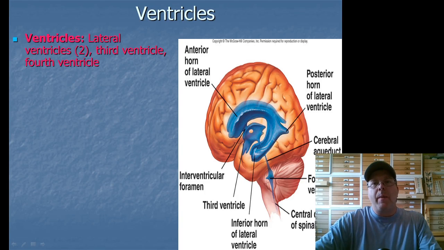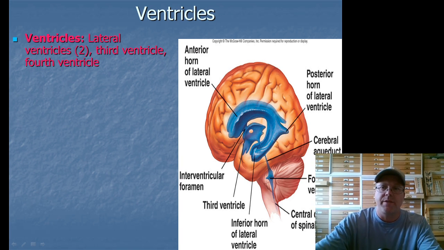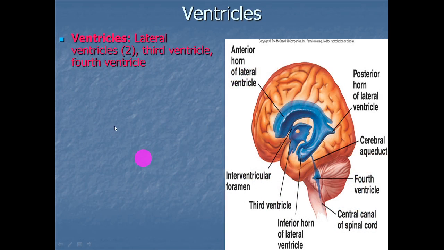Okay, let's talk a little bit about the cerebral spinal fluid flow and ventricles. Remember, we learned these ventricles in lab class. So we have 4 ventricles. We have 2 lateral ventricles, and then a 3rd ventricle and a 4th ventricle. So it says our ventricles are the lateral ventricles, the 3rd and the 4th ventricle.